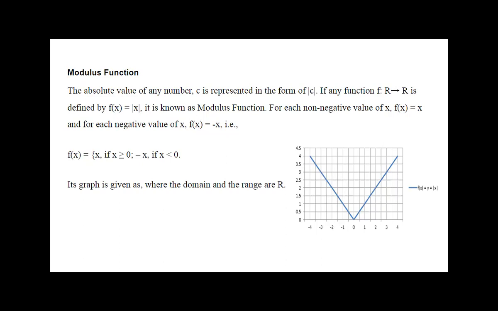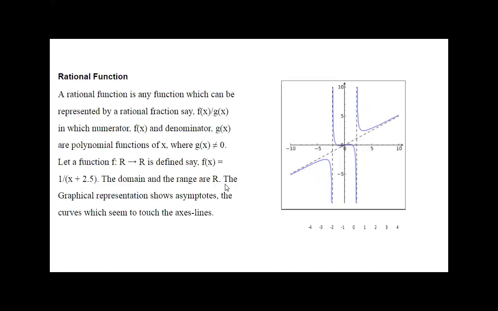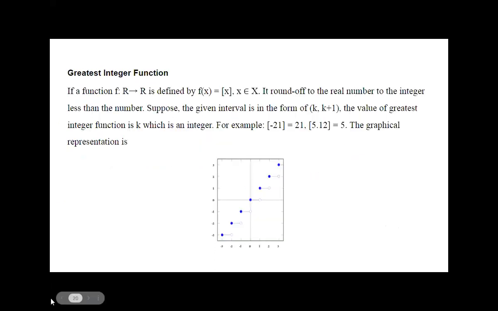Okay, so it comes as this type of graph. Again, domain and range are R. R means real numbers. The domain and range of this are also real numbers. Then rational functions. Rational functions means f of x upon g of x. Okay, this type of functions are known as rational functions.